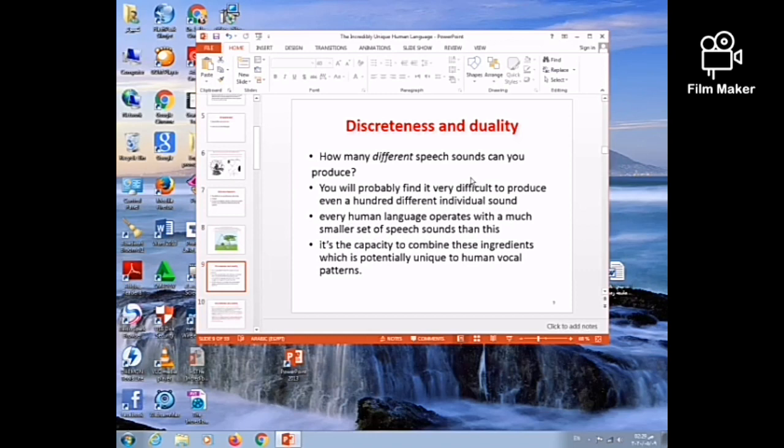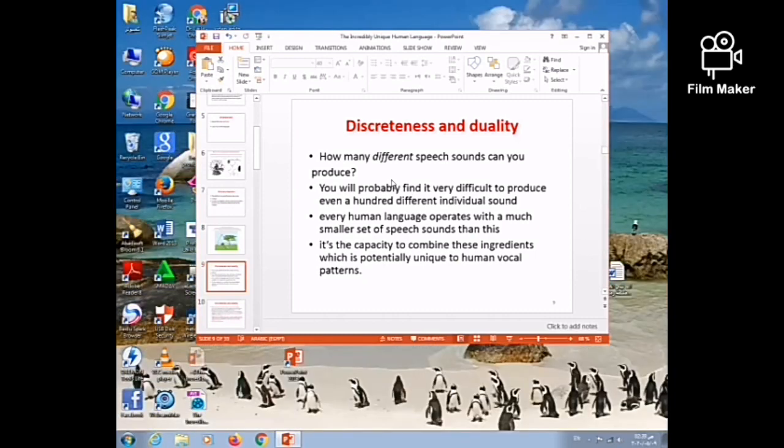And let's move to two interrelated characteristics, discreteness and duality. First, let's talk about discreteness. Discreteness refers to when you have sounds that are discrete, that are sharp, separate, individual. But let me talk first about how many sounds humans in general can make. How many different, unique sounds can humans make? Actually, it's about 100. All human languages can utilize about 100 different or unique sounds.